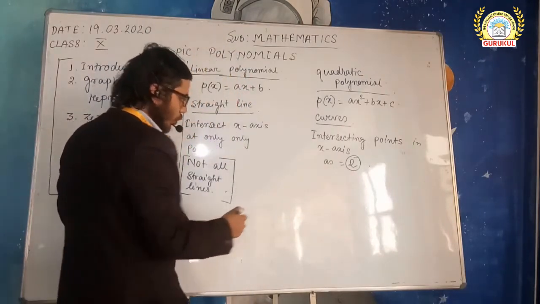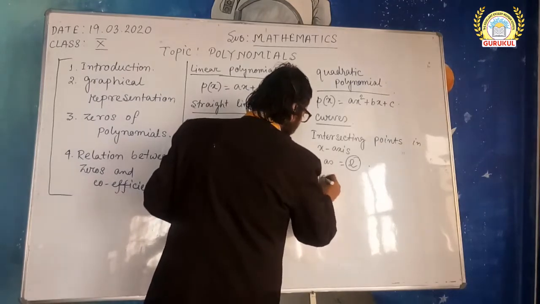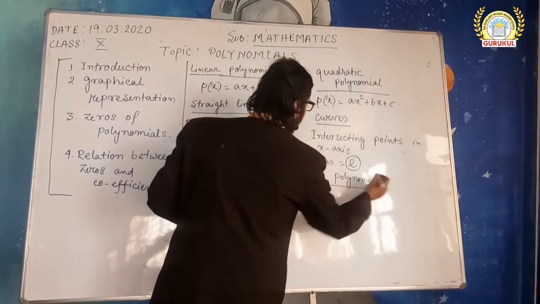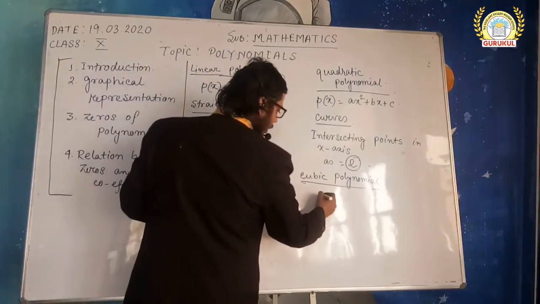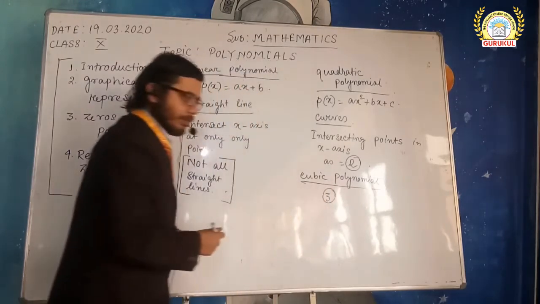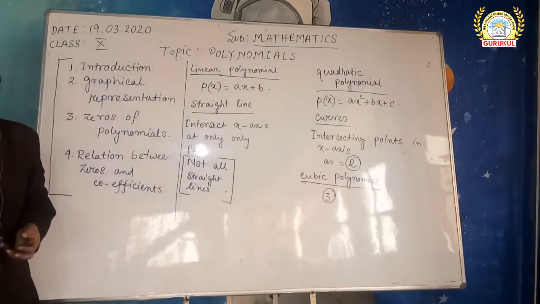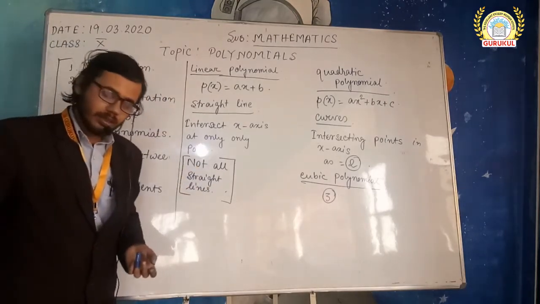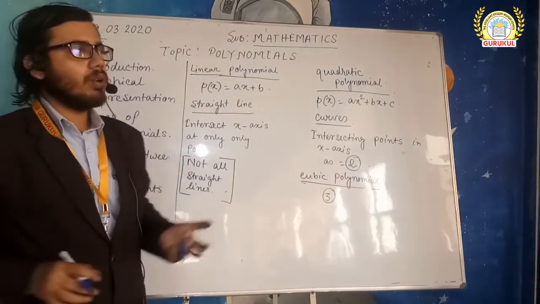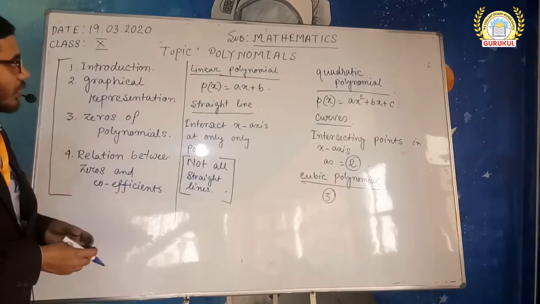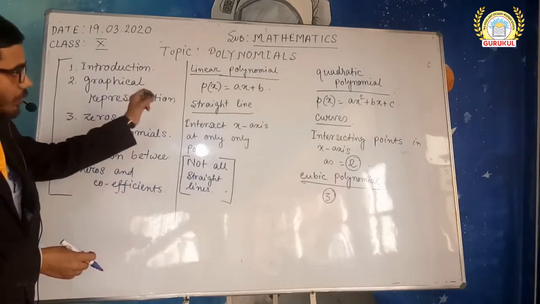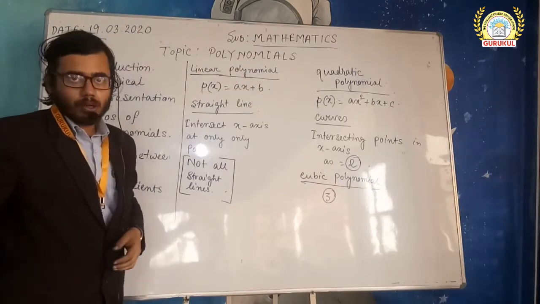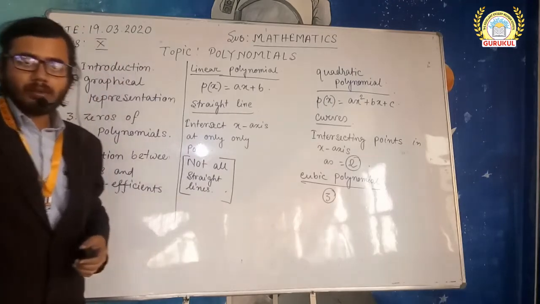In the case of a cubic polynomial, I think you can guess: the intersecting points on the x-axis equal 3. Why is this going on? Is it directly related to the power of the variable? Yes, it is exactly related to the power of the variable x. In the linear polynomial, the variable power is equal to 1, so that's why we get 1 intersecting point.